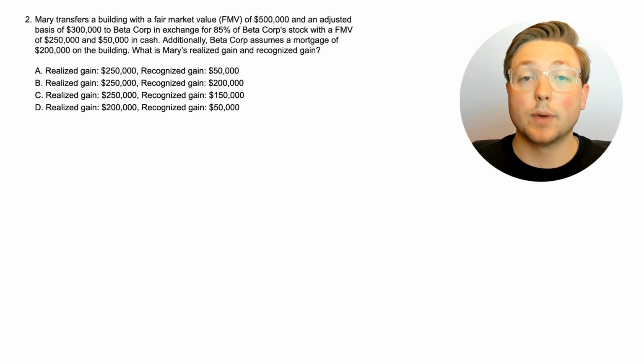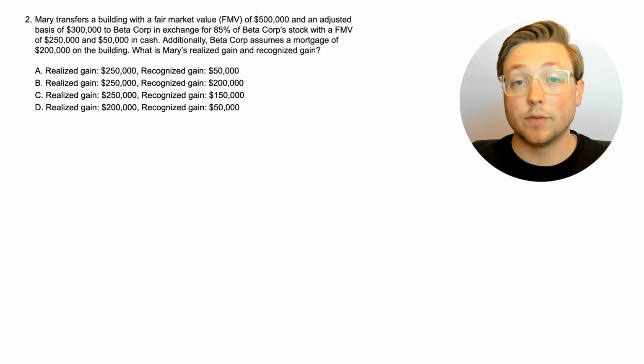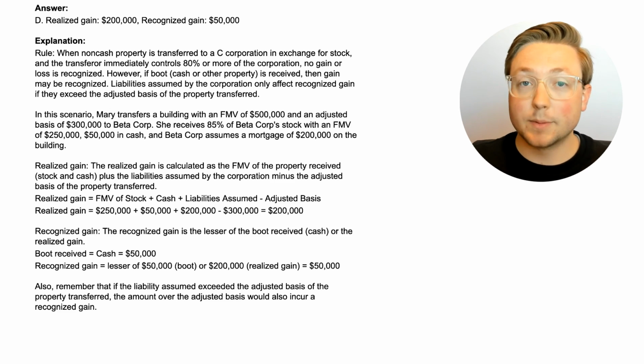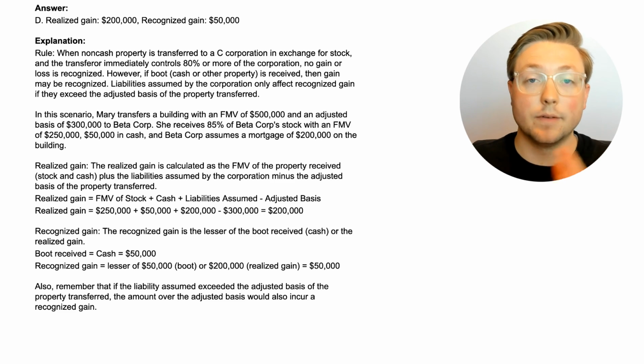So if you want, go ahead and pause the video, see if you can think through this just based off what we learned from the first question. If not, let's go ahead and look at the answer to learn how this works. Okay, kind of a big explanation here, but D is the correct answer. There would be a realized gain of $200,000 and a recognized gain of $50,000.